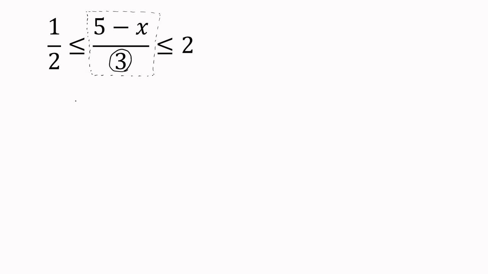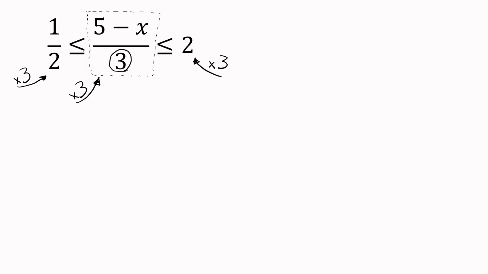Okay, how can I do that? If I multiply the middle variable expression by the denominator, I can get rid of this 3. Every operation that I do with one side, I must do exactly the same with other sides. So I must multiply this side by 3 and this side by 3 as well.